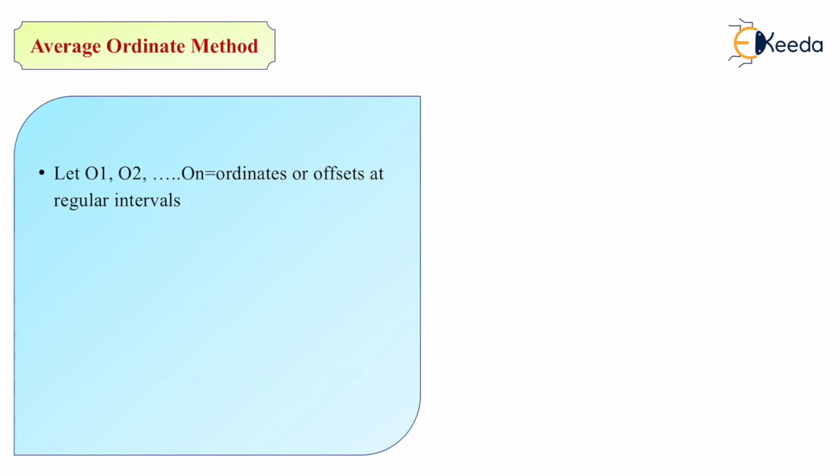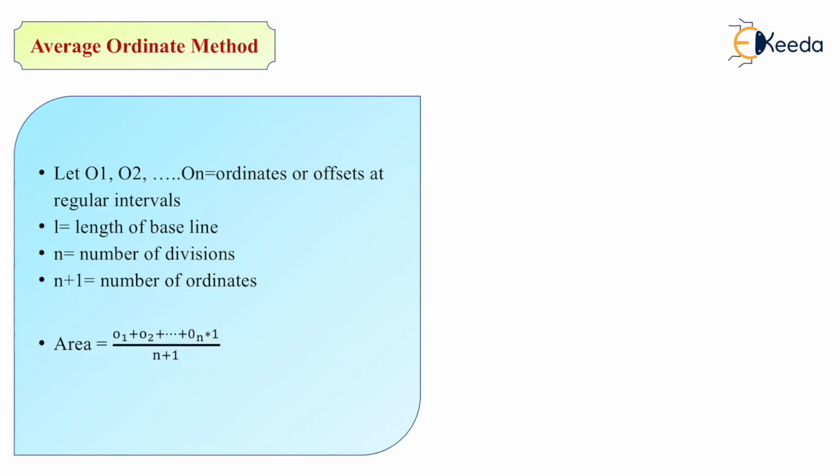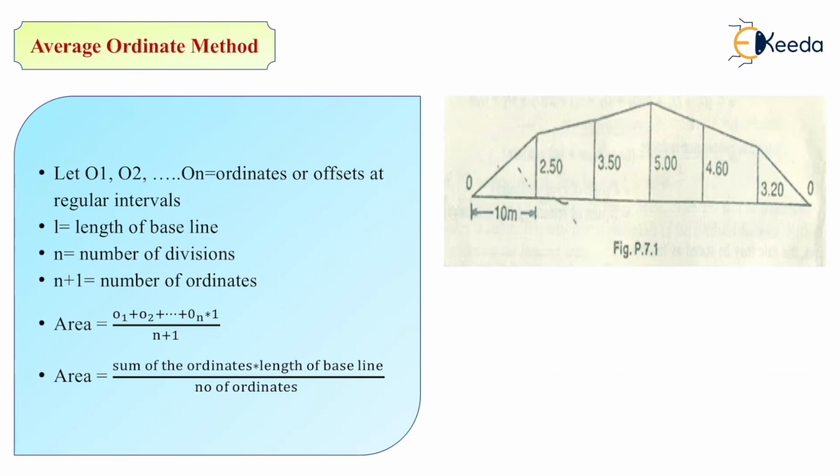Next method is the average ordinate method. In this method also all the data is the same. The figure is also the same. We just have to calculate the number of divisions. The formula of area will be the summation of ordinates upon the number of ordinates, that is n plus 1. So area will be equal to the sum of ordinates into the length of baseline upon the number of ordinates. So what is the length of baseline? The total length, that is the length of baseline.